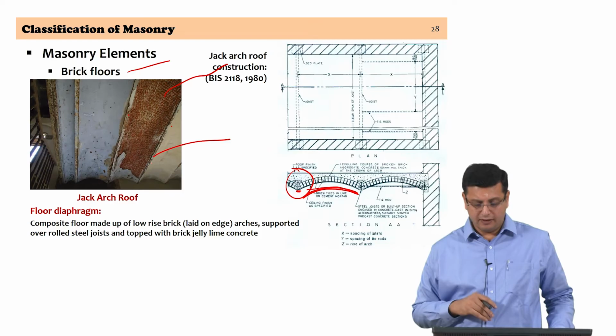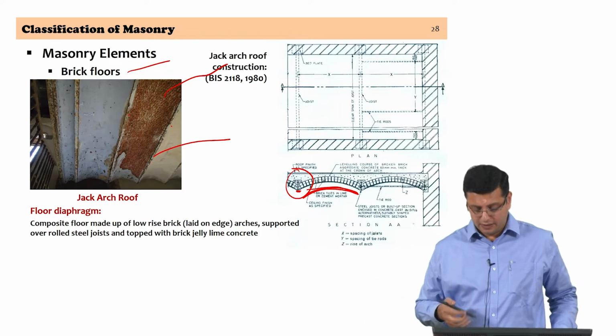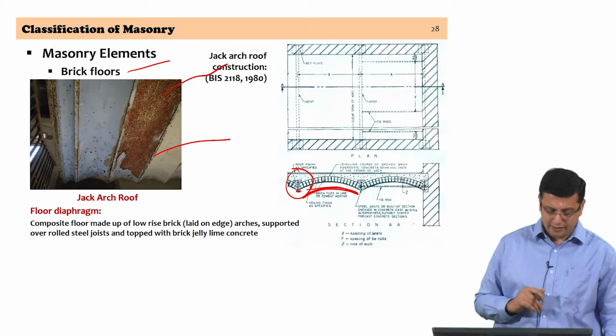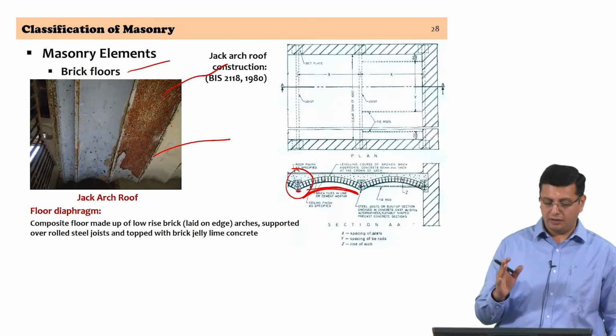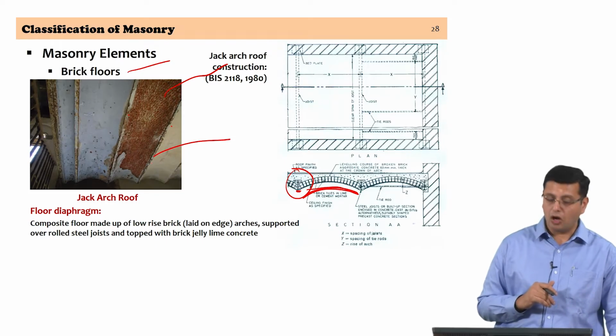So, this is something that is prevalent in Madras, in Chennai. You can go around and see this sort of construction in several colonial buildings across the length and breadth of the country itself. So, that is the second variety of brick flooring that you can see commonly.